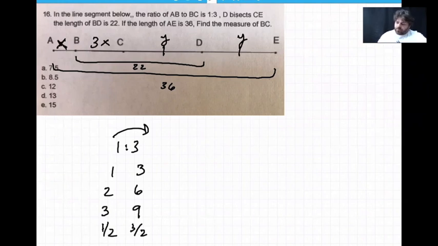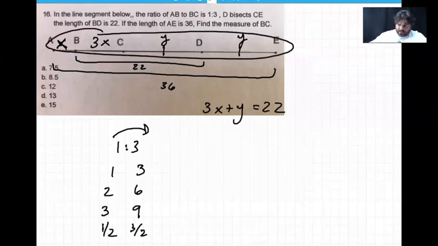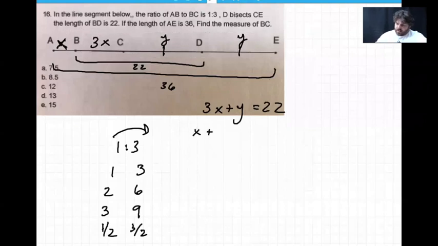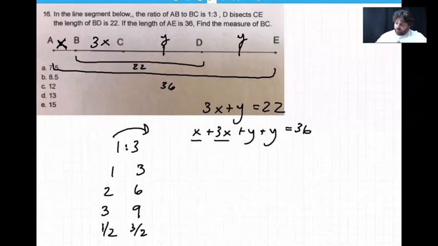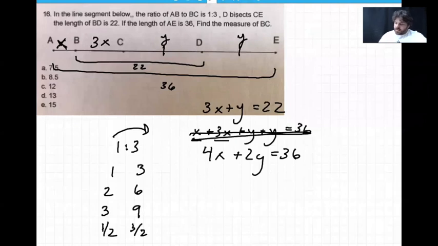Okay? All right, so let's make some sense of this here. If BD is 22, that means that 3x plus y is 22, okay? And then it says that AE is 36, so the whole thing is 36. What that tells me is that x plus 3x plus y plus y is 36. Now that simplifies when we combine our like terms to just be 4x plus 2y equals 36. So that's really a better way of saying that. So what we have is a system of equations here. We've got 2 variables and 2 equations.